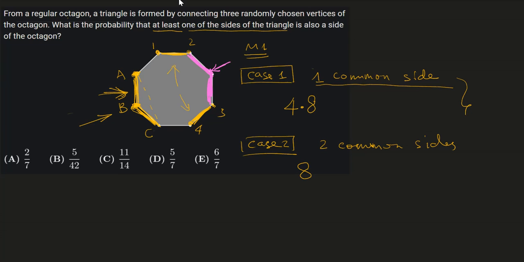When we sum these 2 numbers up, we will get all the number of triangles that have at least 1 common side. Okay, then how many triangles can we build from 3 randomly chosen vertices? We have 8 vertices. So randomly chosen 3, that's 8 choose 3, right? And then the probability is 4 times 8 plus 8 divided by 8 choose 3, right?